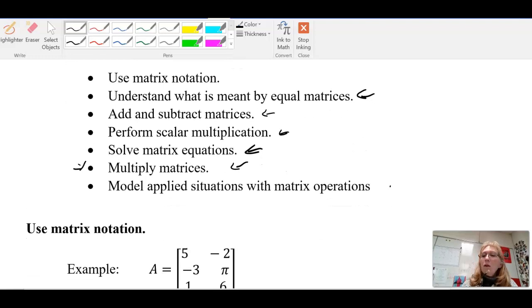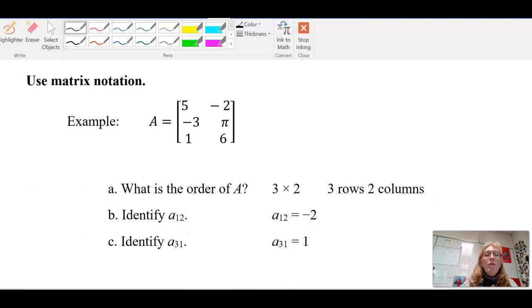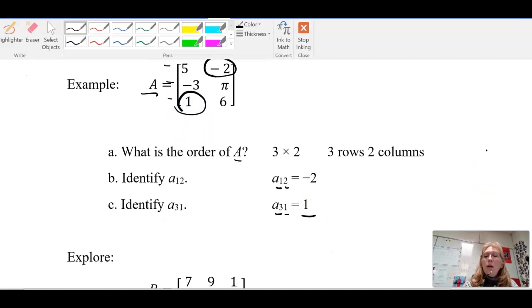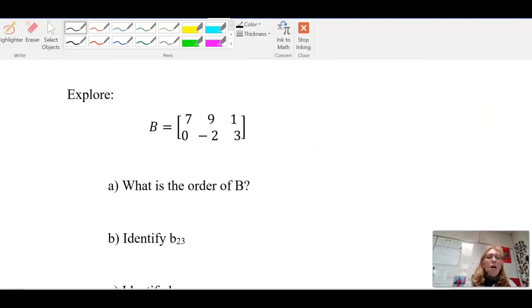All right, the first thing to look at is matrix notation. We've already talked about this. A is the name of the matrix. It's a 3 by 2 because we have 3 rows and 2 columns. If I ask you for A12, I'm asking you what is in row 1, column 2. So you go row 1, column 2, and you get -2. 3-1 is row 1, column 1. Row 3, column 1 is 1. So it's just, can you read? Do you know where I'm asking you to look? All right, pause and do yours.